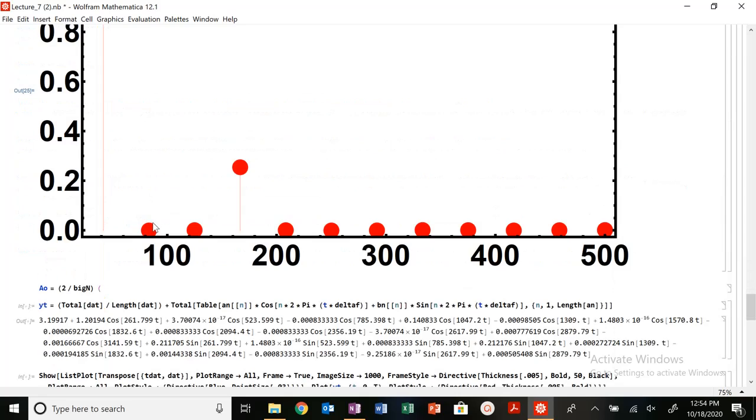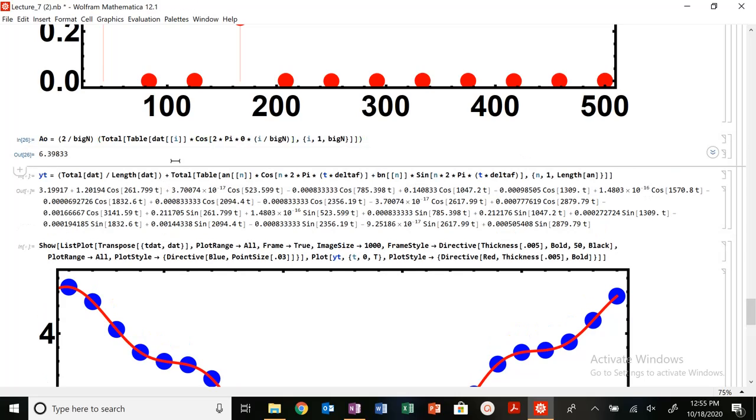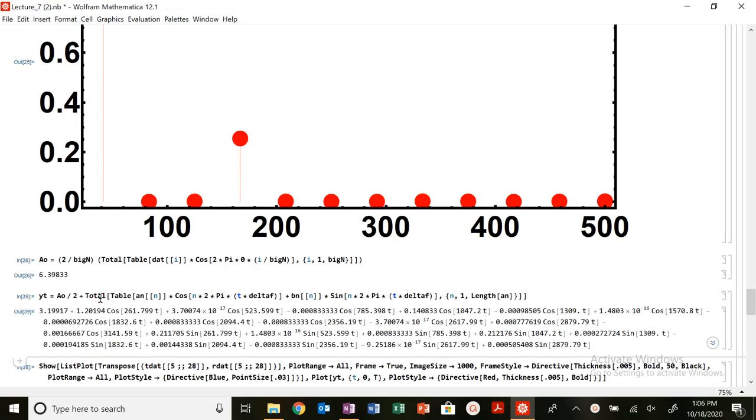Total here. Except here, we're not substituting N for anything. In fact, all we're doing is setting N equal to 0, and we should get this function. So y sub t is just A naught over 2. You can see that that's the equivalent of this function right there. And so here's my Fourier series.